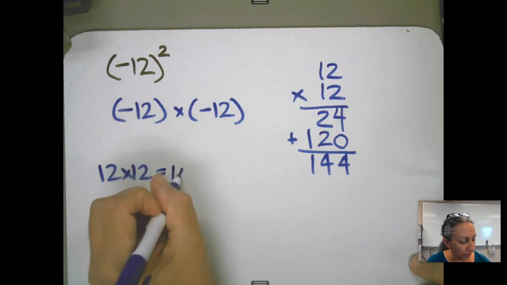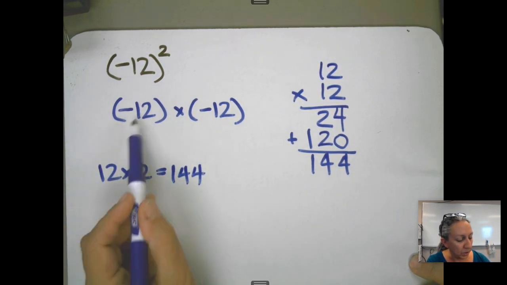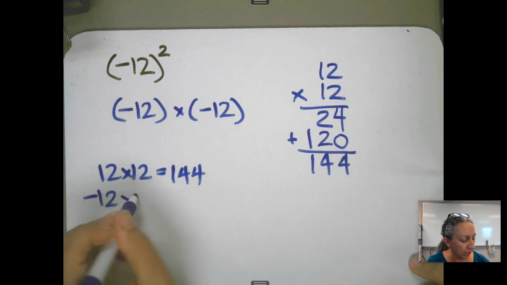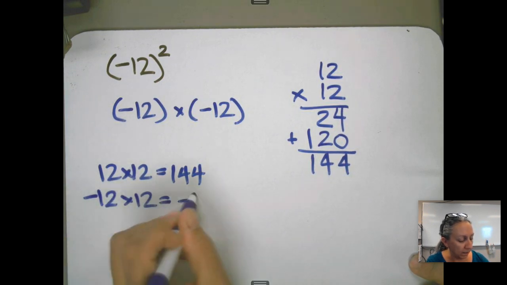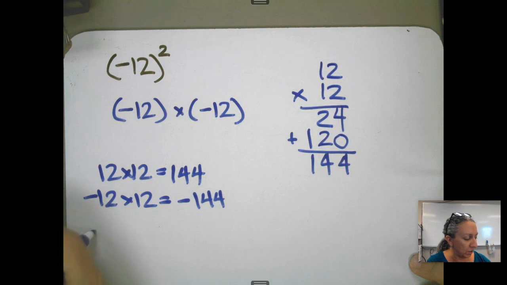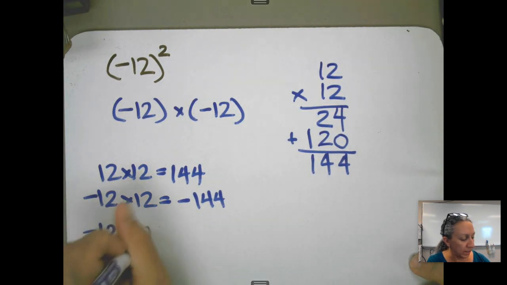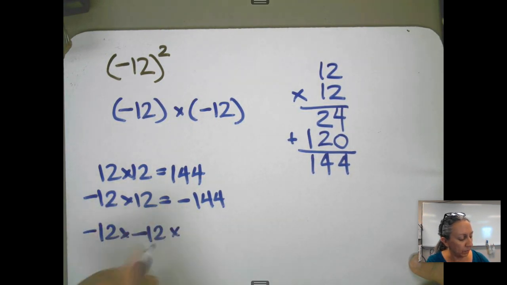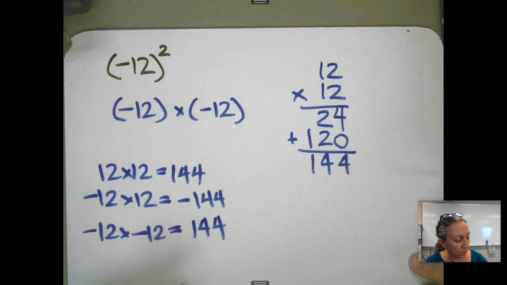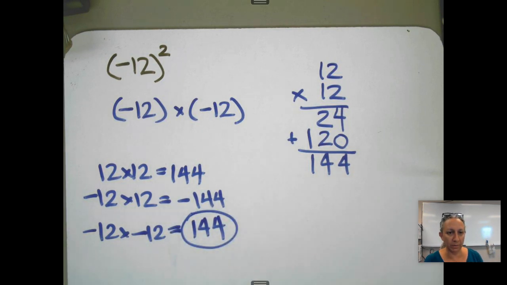So we have 12 times 12 is 144. But we also have a negative here. So if we had negative 12 times 12, that's going to give us negative 144. But we also have a second negative here. So they kind of cancel each other out. So negative 12 times a negative 12 is going to actually go back to the positive version. So this one is your answer for that problem.